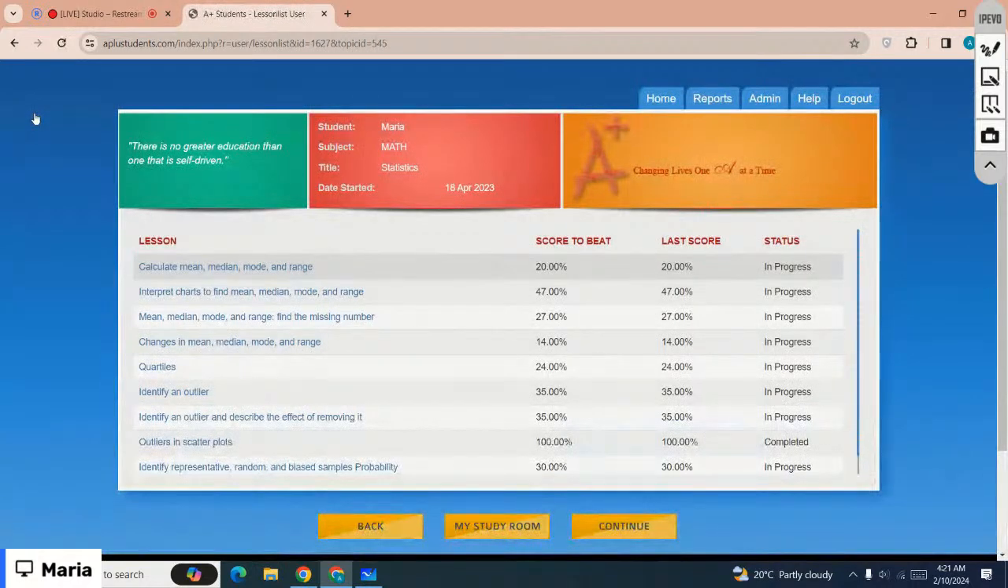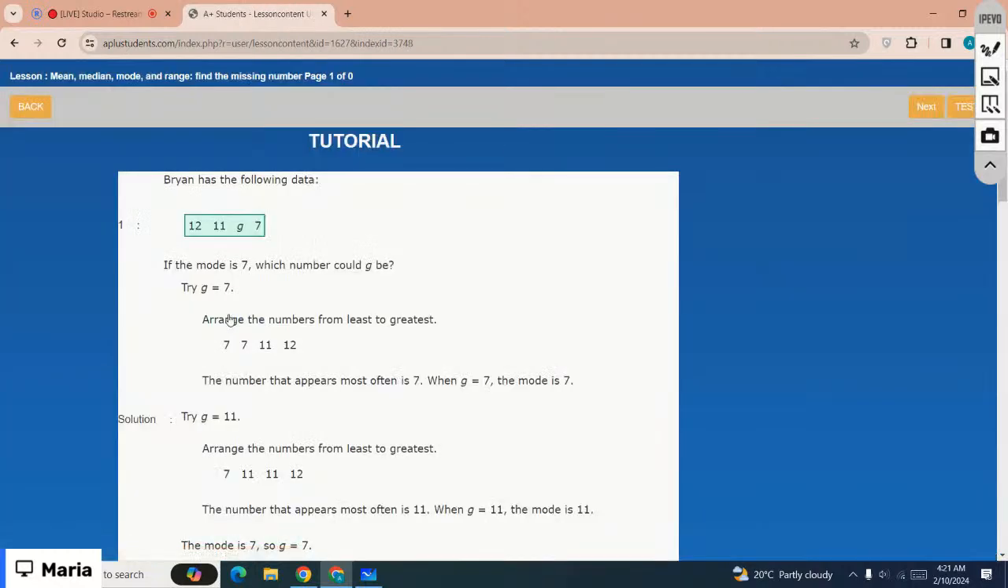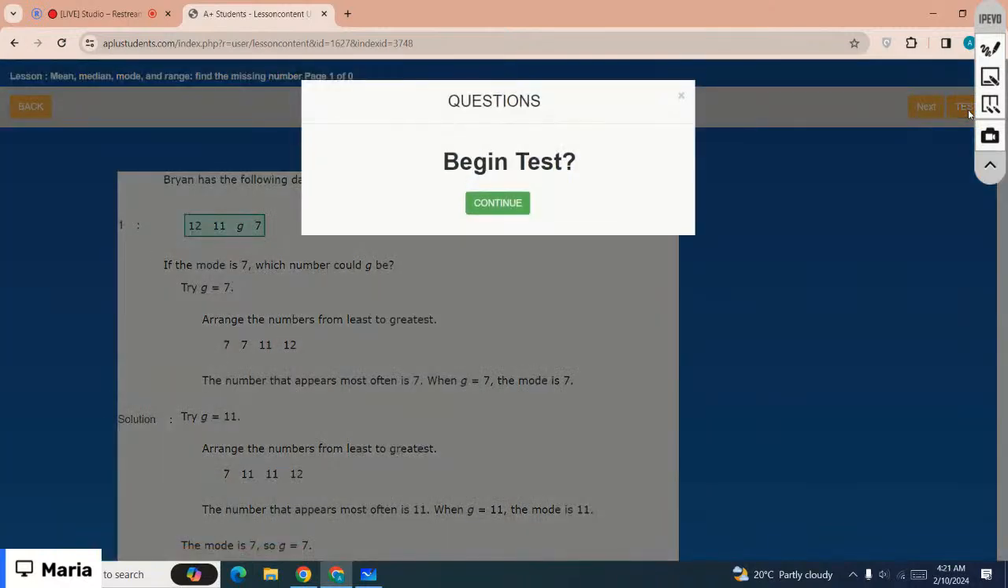The next one is mean, median, mode, and range. Find the missing number. Let's start with the next lesson. Let's start with the test questions.